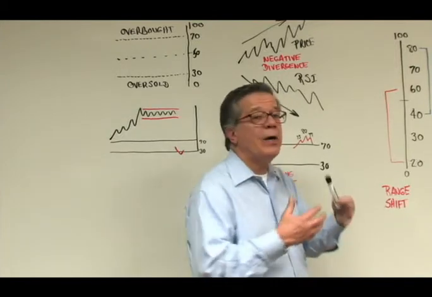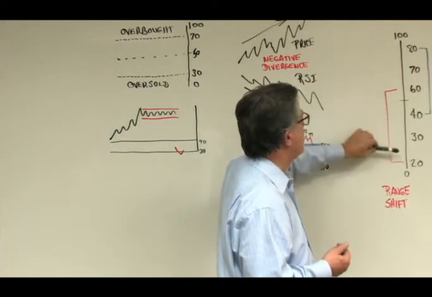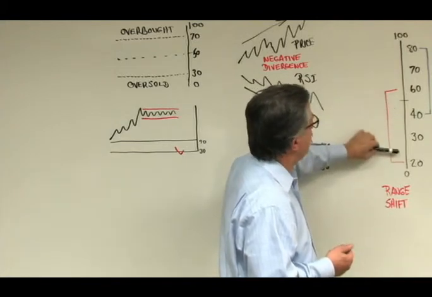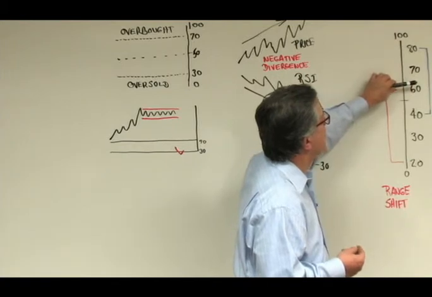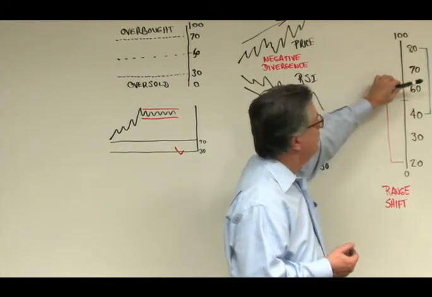Also, when you see the range shift, if it's been in 60 to 20, if it's been in that range and then moves up into the 80-40 range, that's going from a bearish bias to a bullish bias, or vice versa.